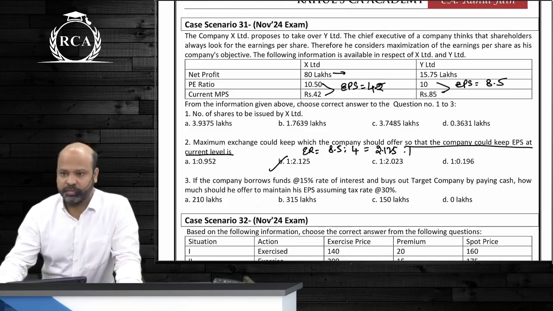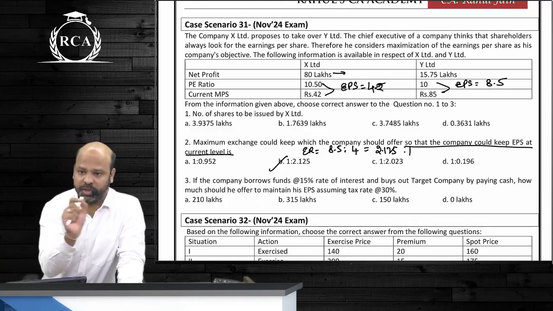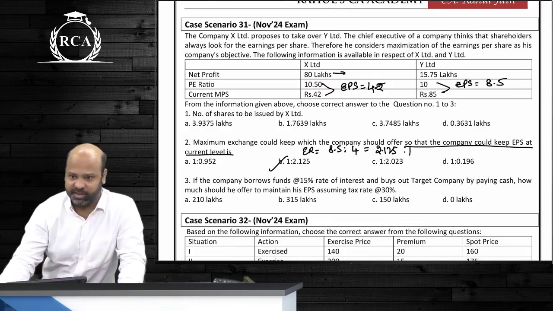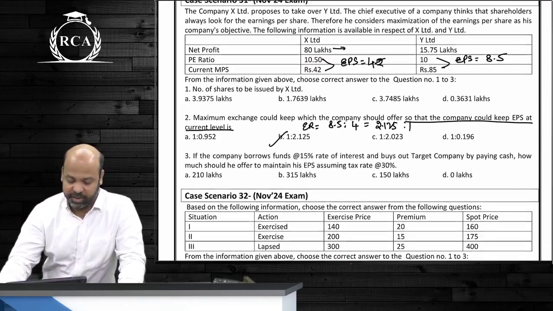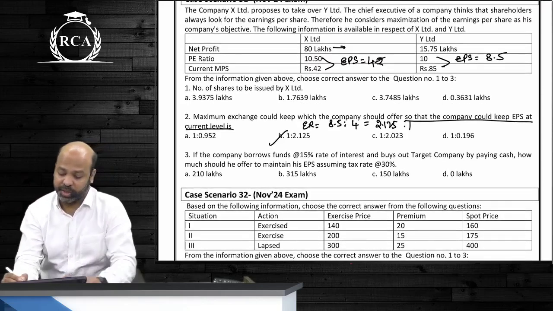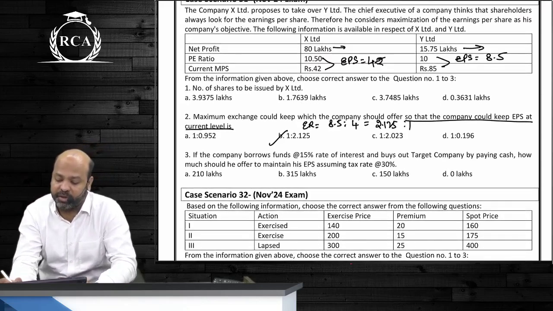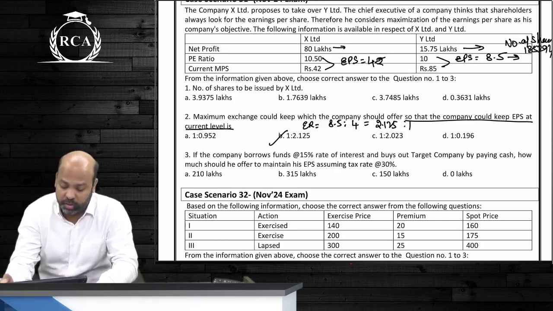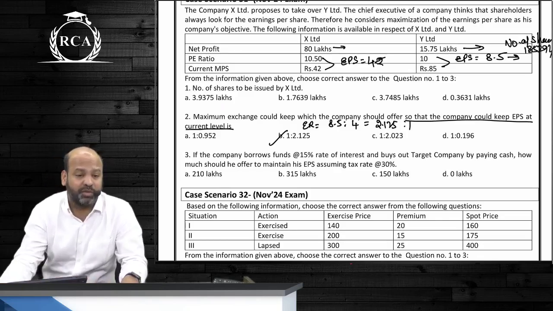That is why they say to write the compulsory code, otherwise think of the entire calculation. You have to be very careful. So how many shares will be issued, guys? Net profit 15.75 lakhs divided by 8.5. How many shares? 1,85,000. That multiplied by 2.125.